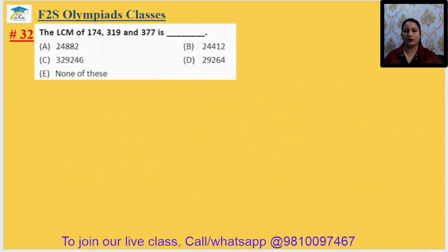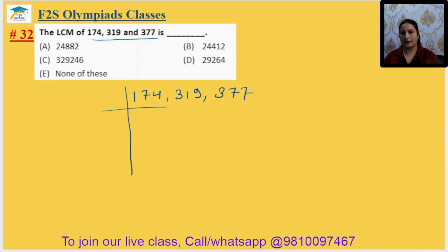Question number 32. LCM of this is. Let's do it. 174, 319, 377. Take any common factor between these. So what will be the common factor in these numbers? After checking, you can find 29 is the common factor between these numbers.